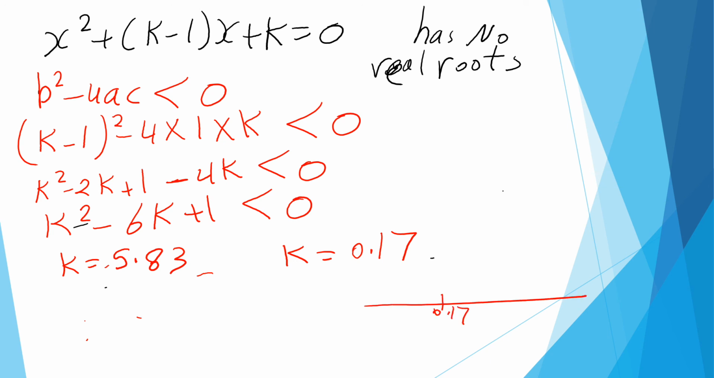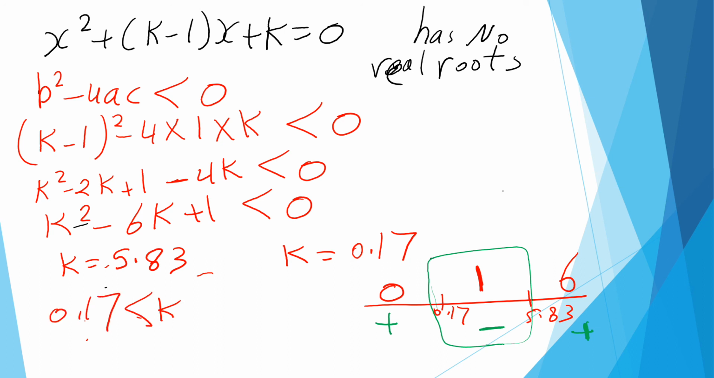And now again we're going to use our number line. So 0.17 over here, 5.83 is over here, smaller than this is 0, in between is 1, more than that is 6. So now if we substitute that in this equation in here, the 0 gives me positive, the 1 will give me negative, and the 6 will definitely give me positive. Now I want this one here to be less than 0, so we're looking only for the negative value here, so that's only in between. So that's why k must be greater than 0.17 and smaller than 5.83. So those are the range of values that make this equation have no real roots.